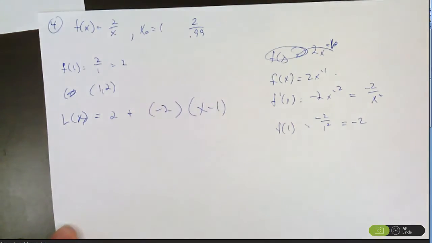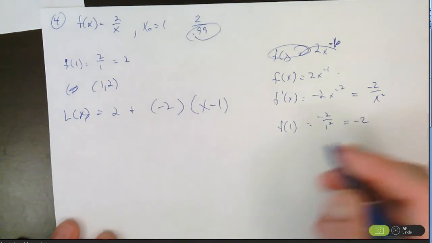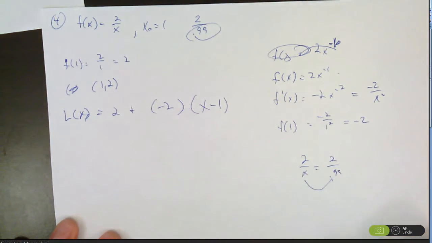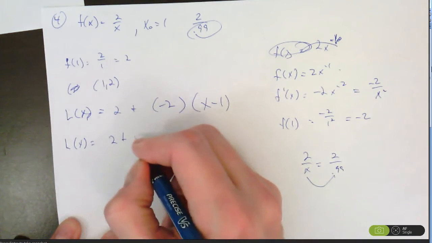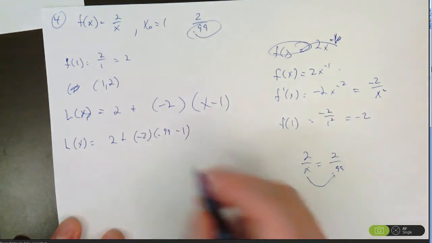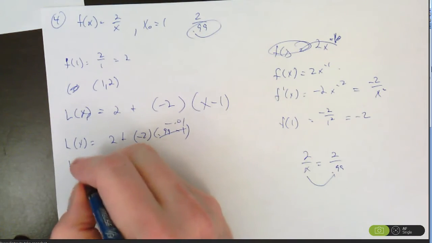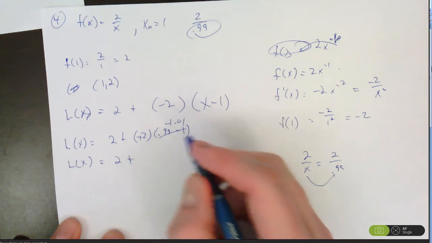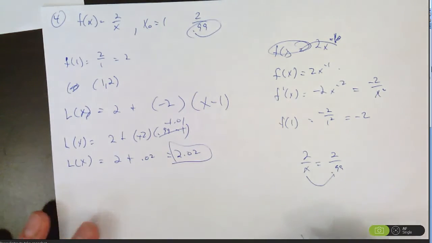So now I want to do 2 over 0.99. Well, if I set 2 over x equal to 2 over 0.99, it's pretty obvious x has to be 0.99. So L of x is 2 plus negative 2 times (0.99 minus 1). Well, that's negative 0.01. So L of x is 2 plus positive, because the negatives cancel, 0.02, so 2.02. There's our approximation.